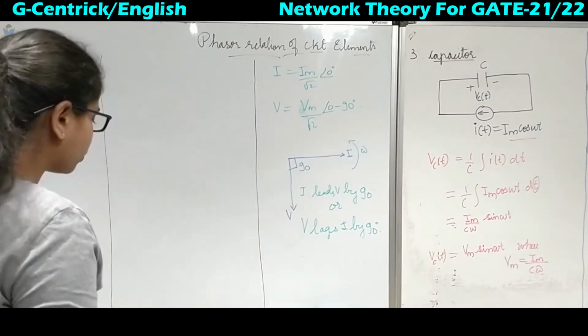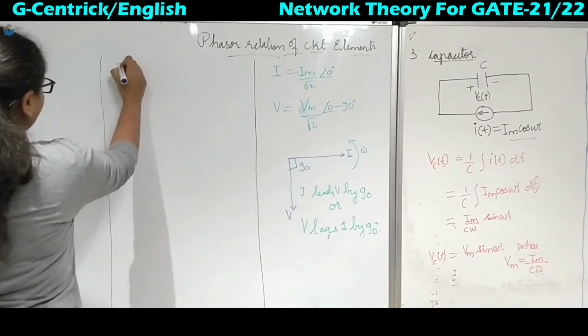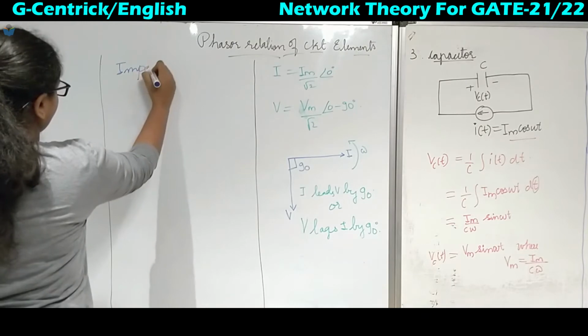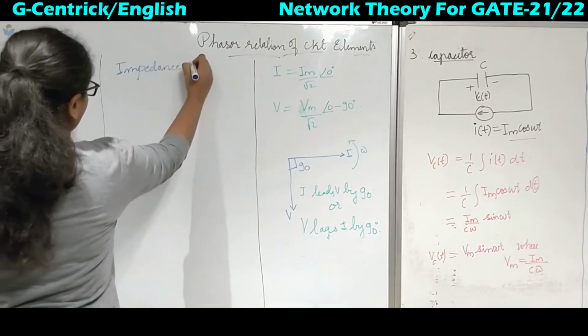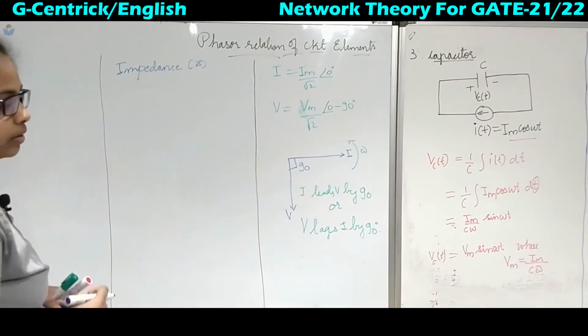Now we will do the impedance. Impedance is nothing but Z. Z is equal to nothing but V upon I.